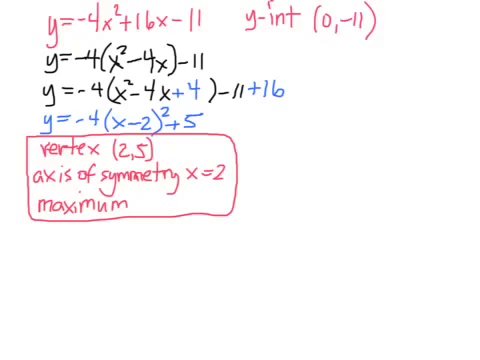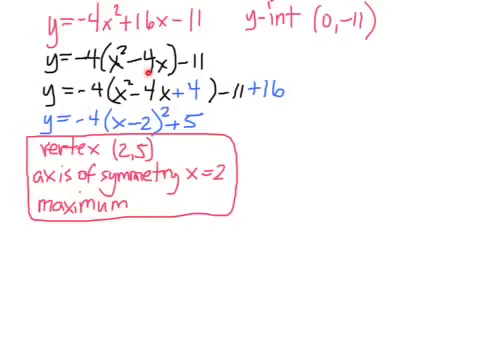Here's another example. y equals negative 4x squared plus 16x minus 11. We definitely know now that the y-intercept is 0, negative 11. And now I'm going to factor out a negative 4 so I can make this x squared part of a perfect square trinomial. So I factor the negative 4 out. That leaves me with negative 4 times, and in parentheses, x squared minus 4x, and then minus 11.